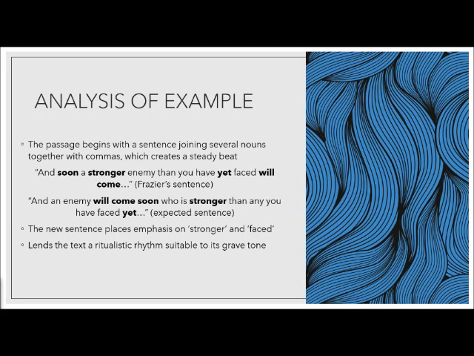By inverting this structure, Frasier places emphasis on the words "stronger" and "faced," and gives this passage a poetic, almost ritualistic rhythm which conveys the solemnity of the words. Therefore, manipulation of sentence length and structure can shape the rhythm of a text and imbue the words with a somber, even tempo appropriate to their gravity and significance.